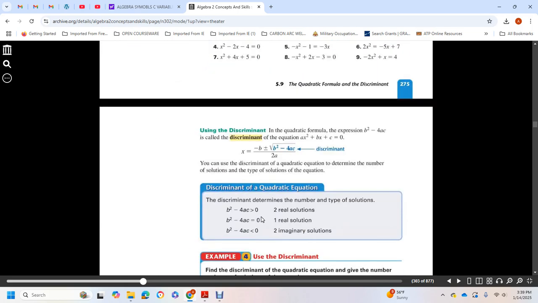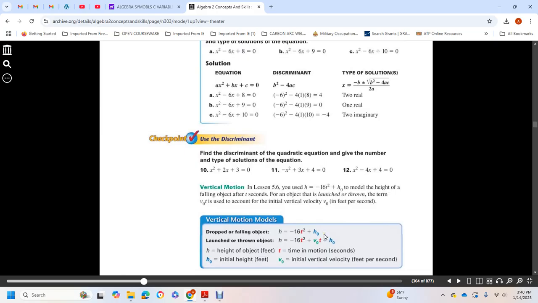Using the discriminant. In the quadratic formula, the expression b squared minus 4ac is the discriminant of the equation ax squared plus bx plus c equals 0. You can use the discriminant to determine the number and type of solutions of the equation. If b squared minus 4ac is greater than 0, there are two real solutions. If it is equal to 0, there is one real solution. If it is less than 0, there are two imaginary solutions.